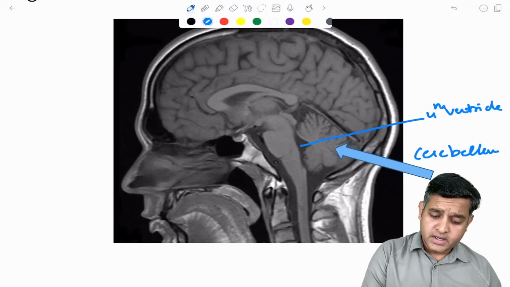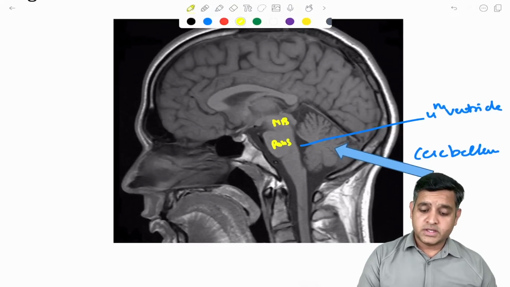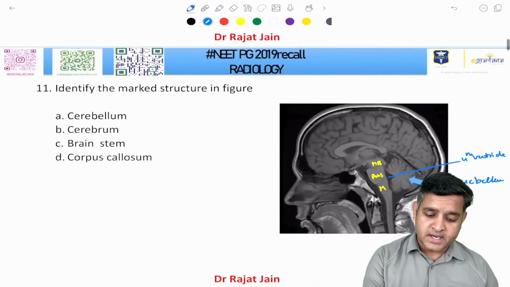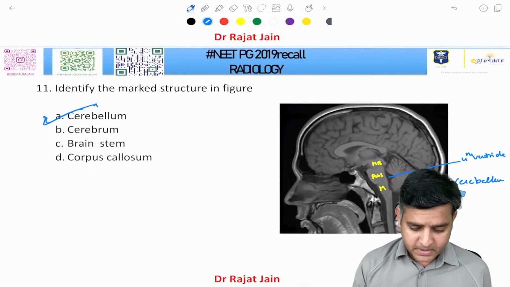This is fourth ventricle. This structure is what? This is midbrain. What is this? This is pons. What is this? This is medulla. Alright, so what is the answer? Identify the marked structure in the figure. Answer is cerebellum. Right?